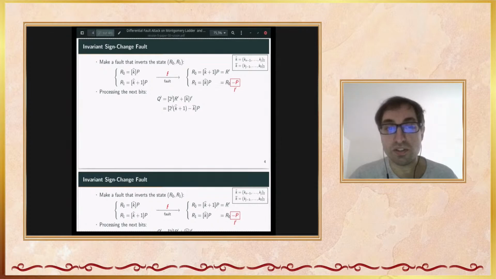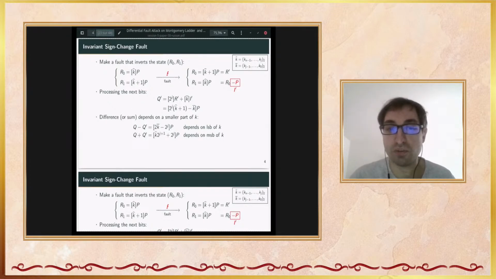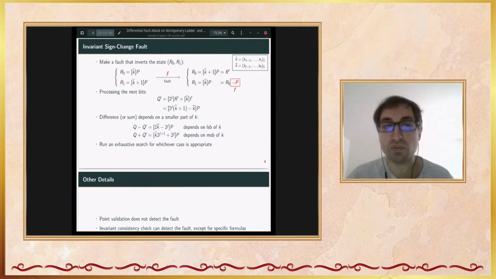With this description, it is easy to see the expression of the point Q prime. I have represented with k the most significant bits that were processed before the fault, and with k bar the least significant bits that were processed after the fault. If we take the difference of the points Q and Q prime, we see that the most significant bits cancel, so we get a point that only depends on the least significant bits. Alternatively, we can take the sum, which will depend on the most significant bits. So it depends on whichever case is appropriate.